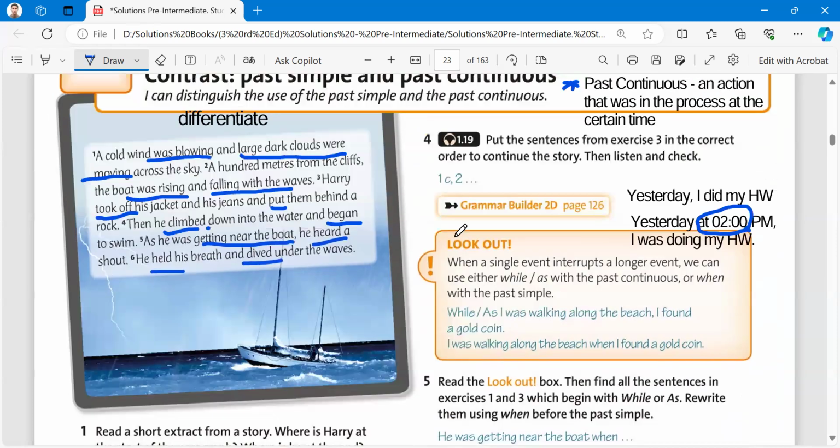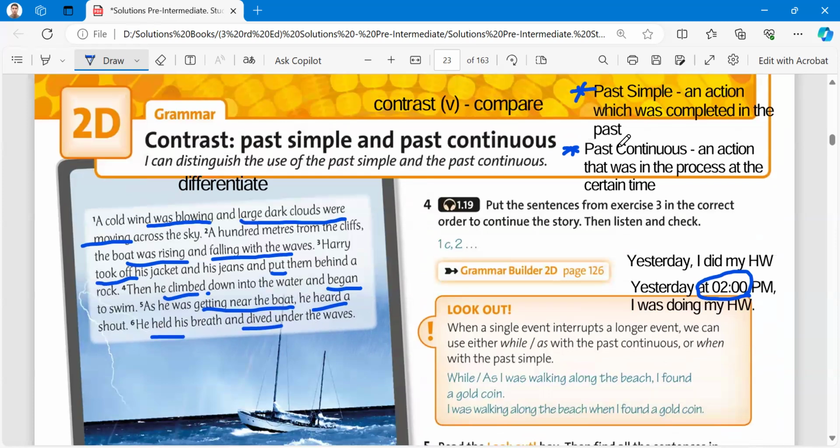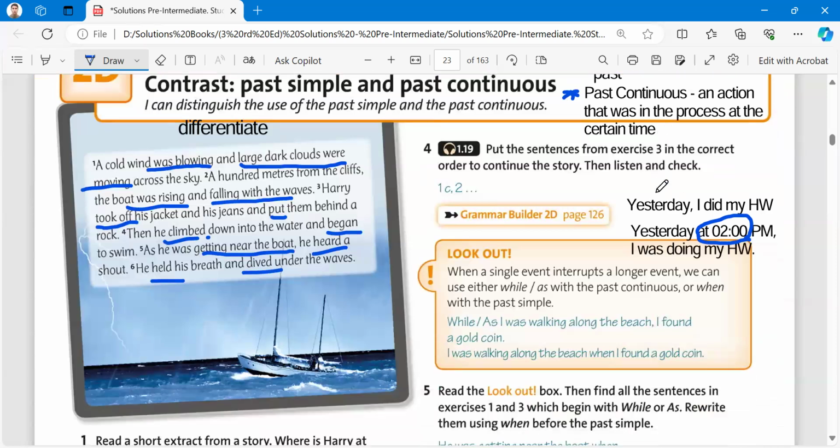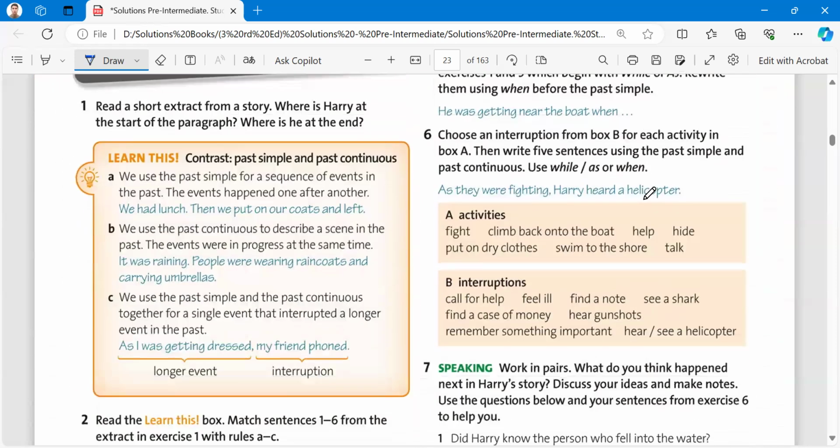Now, as we have mentioned here, past simple is used for an action which was completed, and also for actions which happened sequentially, one by one. Past continuous can be used for an action which was in the process, which wasn't finished at that time.